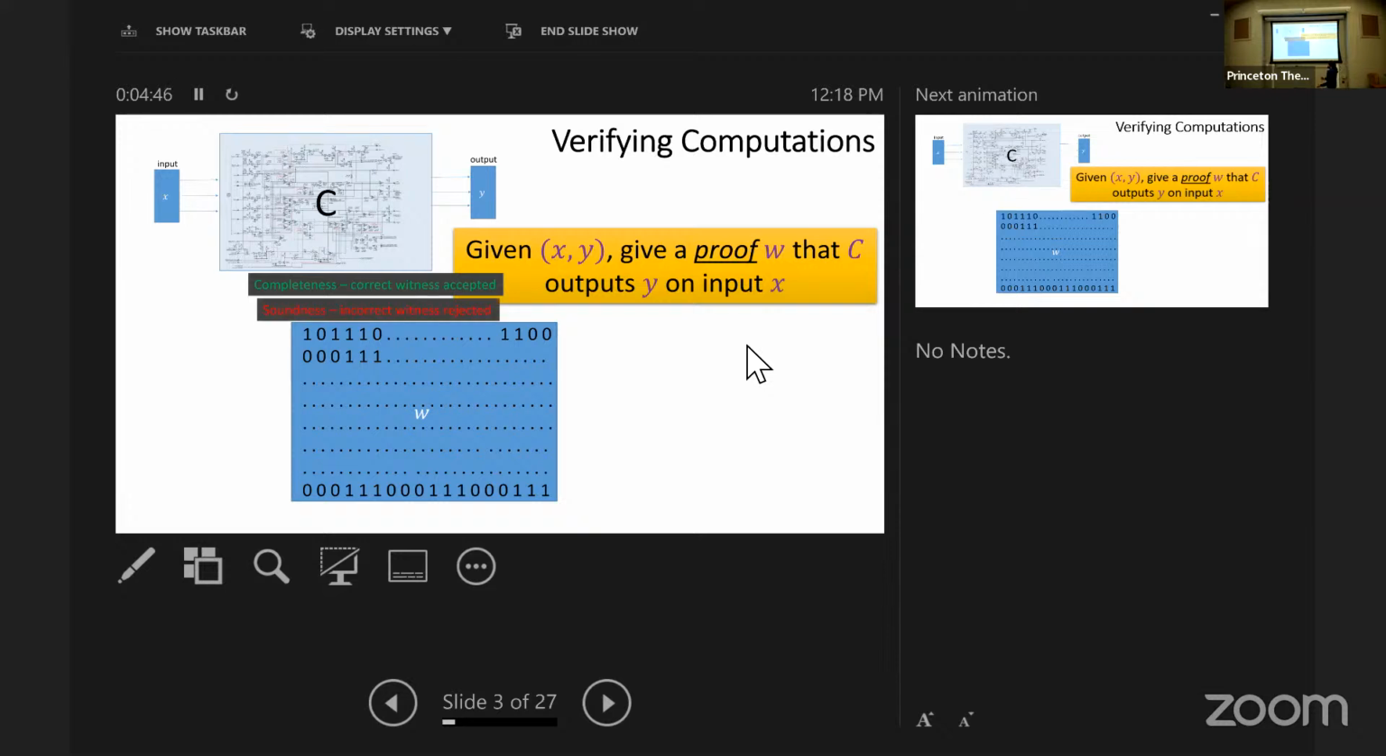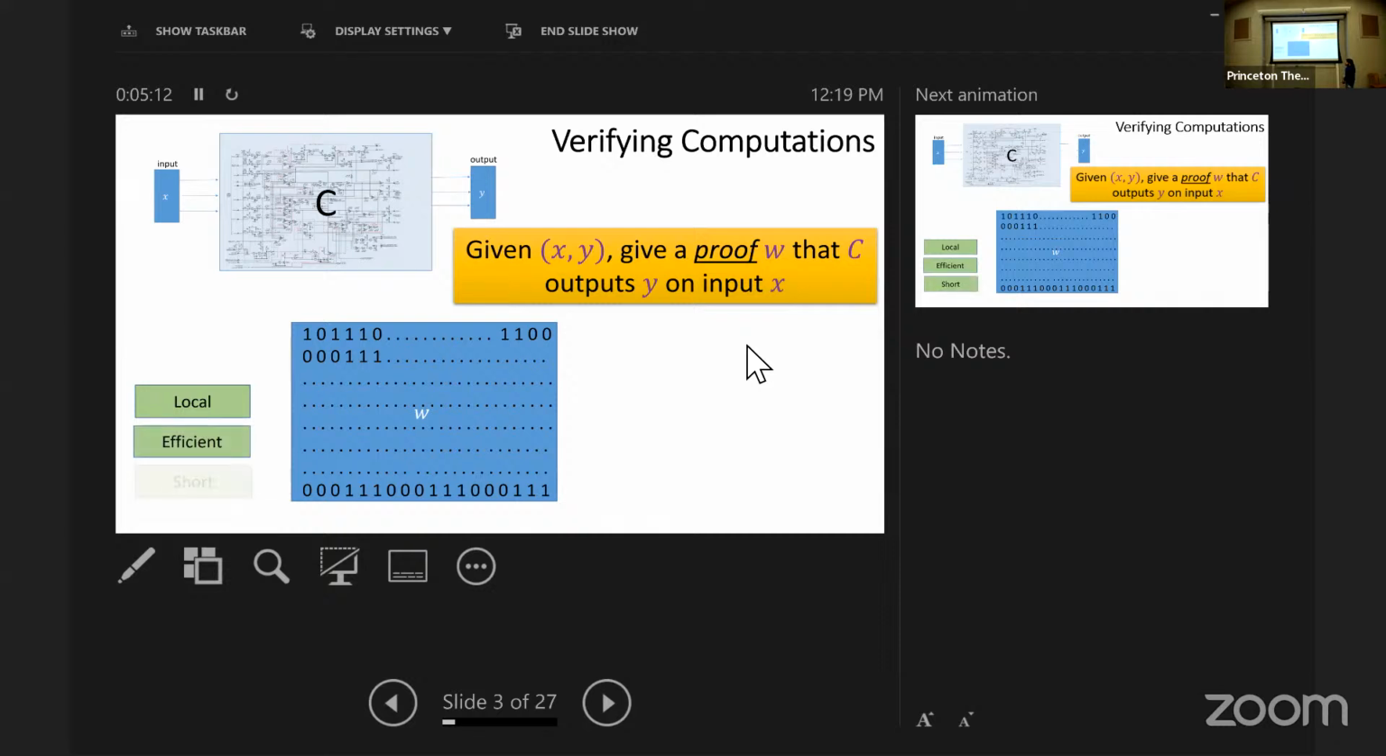So this is one witness, but in general, there will be other witnesses, and the two basic properties that you want are completeness and soundness. By completeness, I mean that if X, Y is an input-output pair, then there is a witness that convinces the verifier, and otherwise, no witness is able to convince the verifier. So the three properties that I would like from our witness are locality, efficiency, and being short.